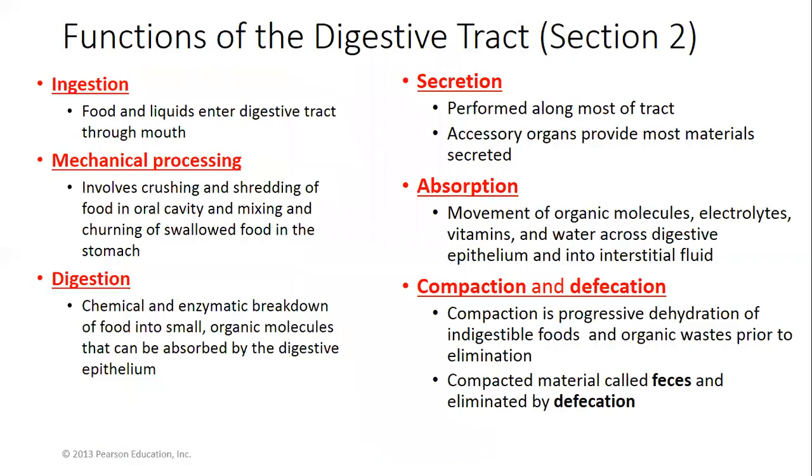Let's talk about the functions of the digestive system, or the tract. Ingestion, obviously taking food in. Mechanical processing, which is basically chewing, mashing, crushing, and shredding food in the oral cavity, and churning it in the stomach. So there's mechanical processing in the mouth and also in the stomach, because there's lots of muscle there that helps move food around. Digestion is actual chemical and enzymatic breakdown of food into smaller molecules like carbohydrates, fats, proteins.